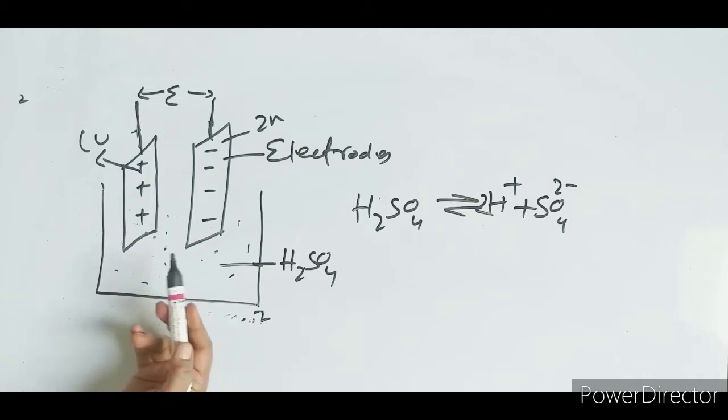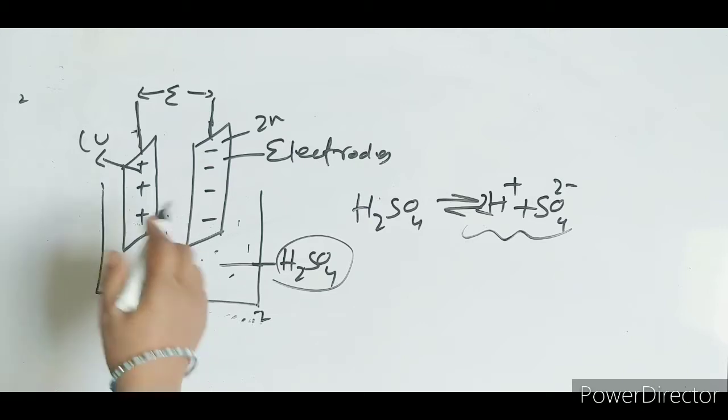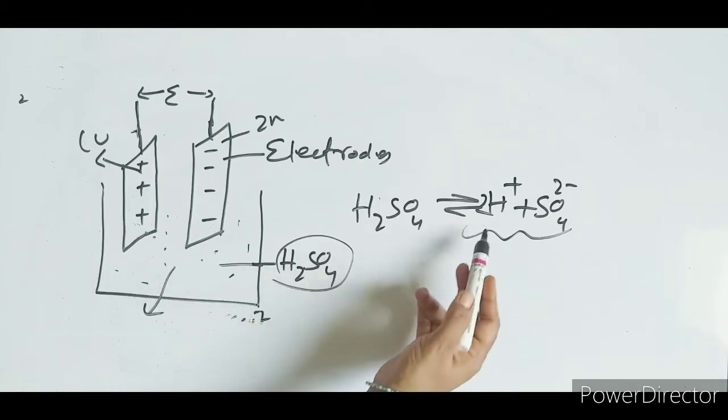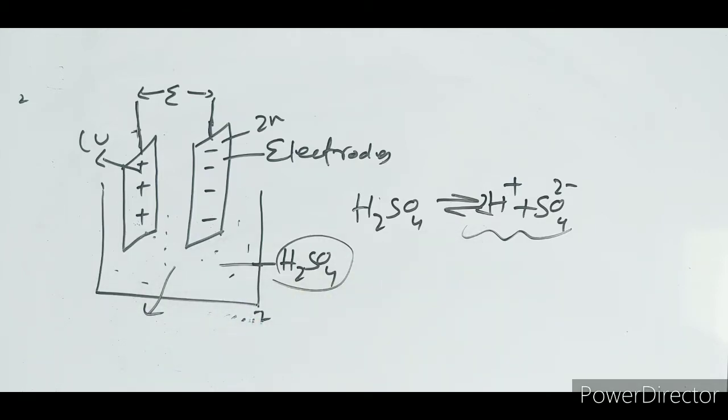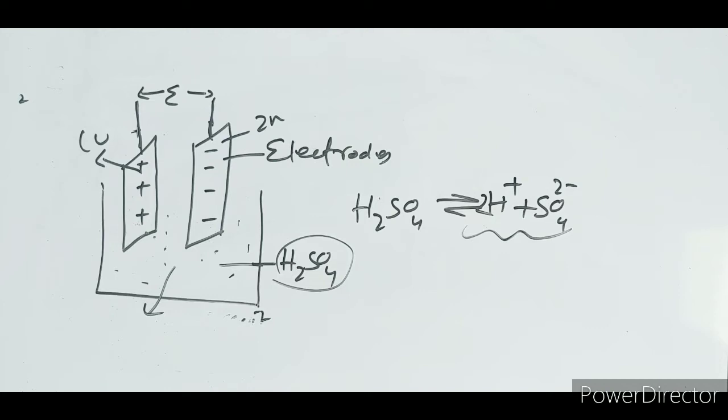To separate these H plus and SO4 2 minus, we need some energy. From where do we get this energy? It is from the chemical present, the electrolyte. From there it changes to electrical energy. This chemical energy separates the positive and negative charges, causing this potential difference. This becomes positively charged, this becomes negatively charged.